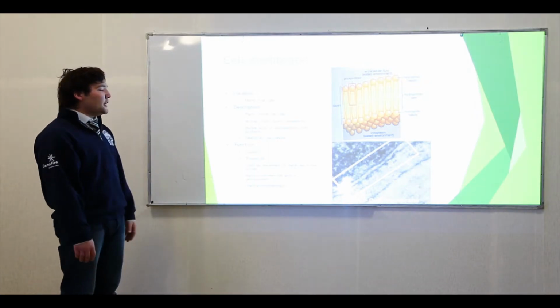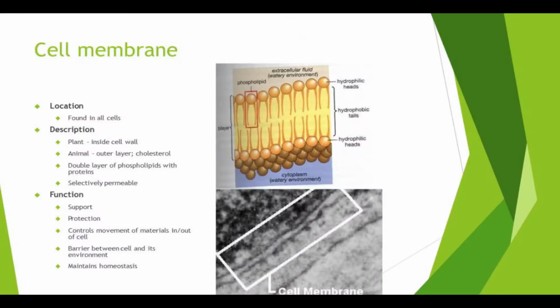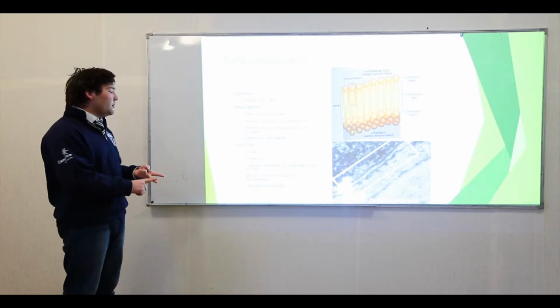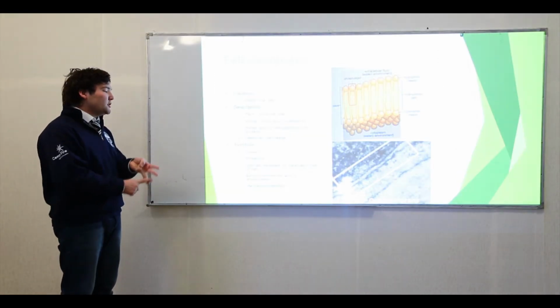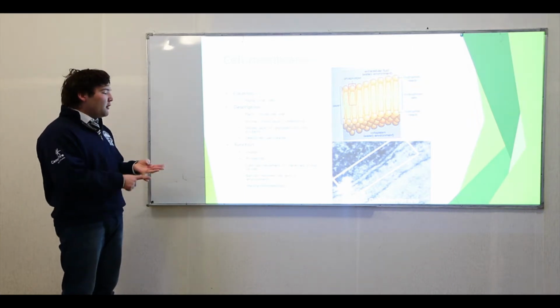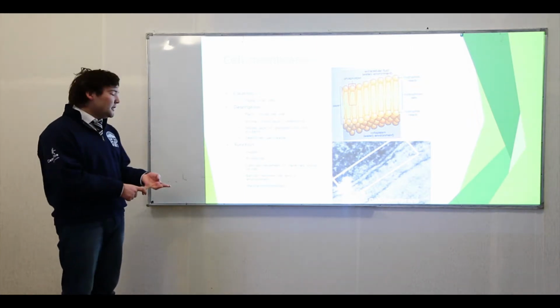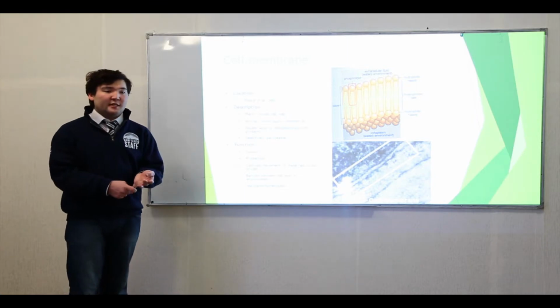Function of the cell membrane, as we already said: support of the cell, protection from the external environment, controls movement of materials in and out of the cell, barrier between the cell and its environment, and maintains homeostasis.